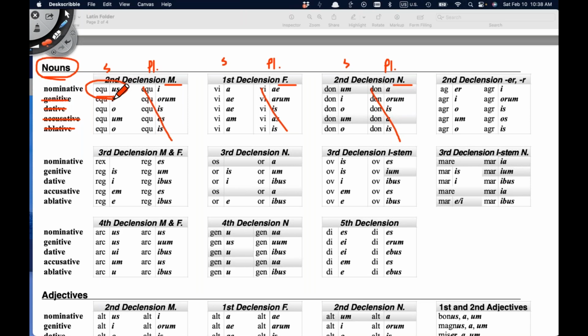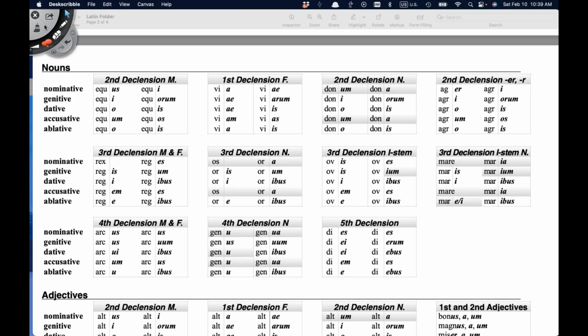So a masculine noun is always a masculine noun. For instance, in Latin, equus means horse, and it's always a masculine noun. In Latin, via is road or street or way, and it is always a feminine noun, so it will end with an A. And donum, which means gift, is a neuter noun. It will end with um.